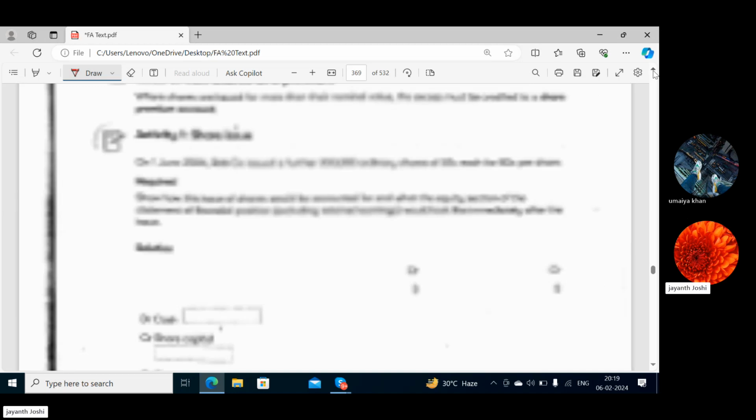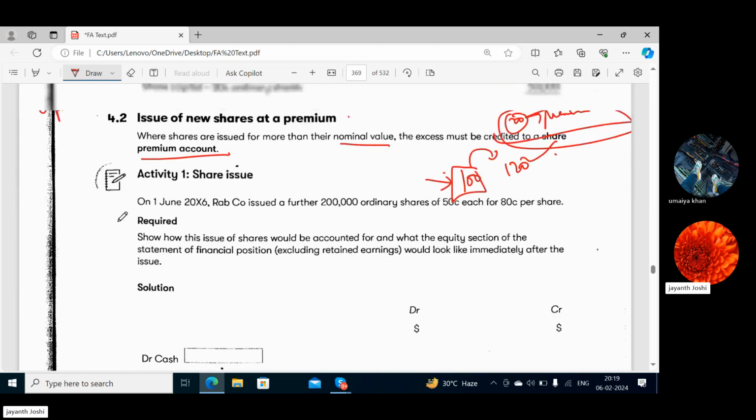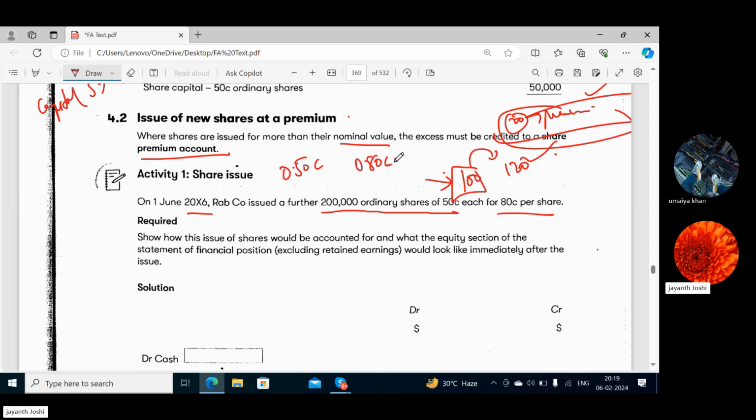So we will see how much the nominal value of a share is. In this question, on 1st June 2006, RAP company issued a further 200,000 ordinary shares of 50 cents each. So 50 cents is the nominal value, and they are issued at 80 cents per share. 80 cents is the value at which the shares are issued. So 30 cents is the premium amount, because the shares are issued at 30 cents more than the nominal value.